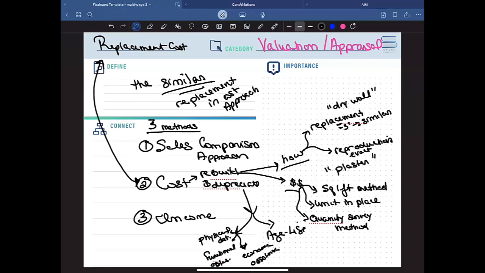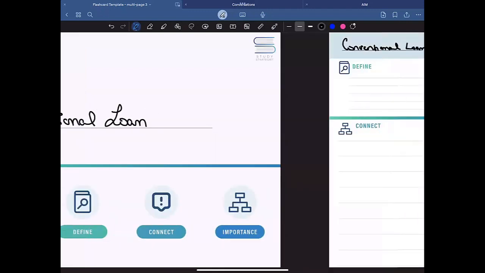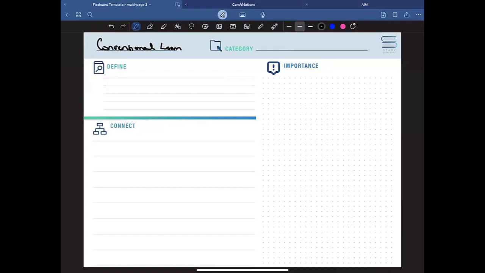Well, it shouldn't be one of those things where you just do definition, word. If you're trying to get the most out of your studying, we were going to do conventional loan next, but you'll do it on your own, and you'll break down, okay, what category does it belong in? Can I define it? How is it important? And how does it connect to other stuff? Because now you're not just learning one word, you're learning a concept. You're understanding a concept so you can get those questions right.